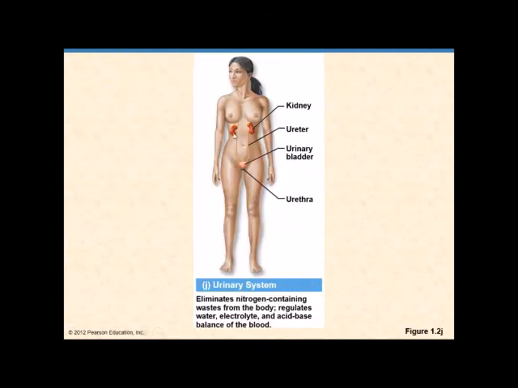You can see that system. Although it's relatively small, it consists of the kidneys, the urethra, urinary bladder, and ureters. It is a very important system for the functioning of our bodies.